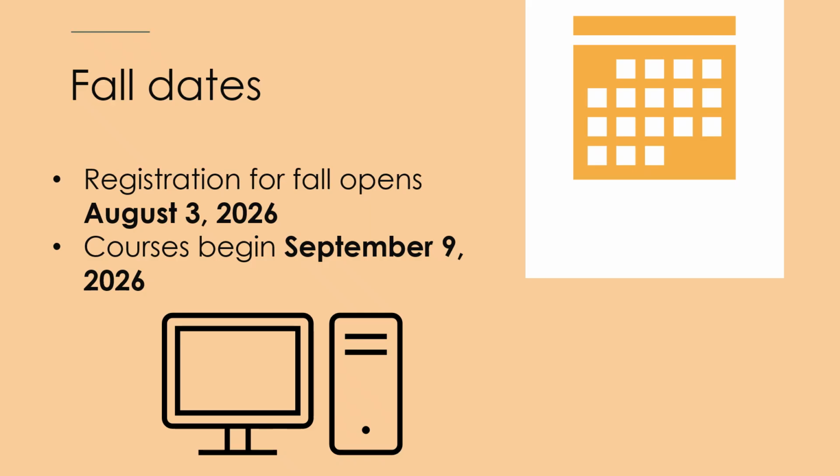If you are not registering for summer classes, please bring your spring recommendation slip with you when you register for fall classes. If you are registering online, please register for the classes that your instructor recommended for the spring. This is only for students that are not taking summer classes. So if you're not able to join us for the summer, you would take your spring recommendation and use that for your fall class. So fall registration opens on August 3rd and the courses begin September 9th. So that is for the fall dates.